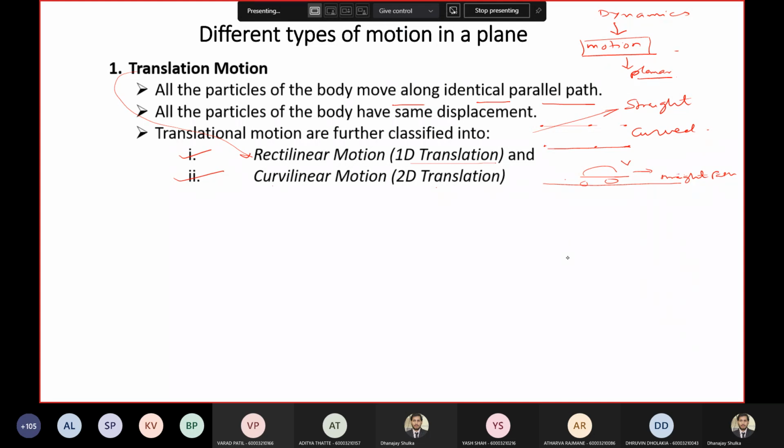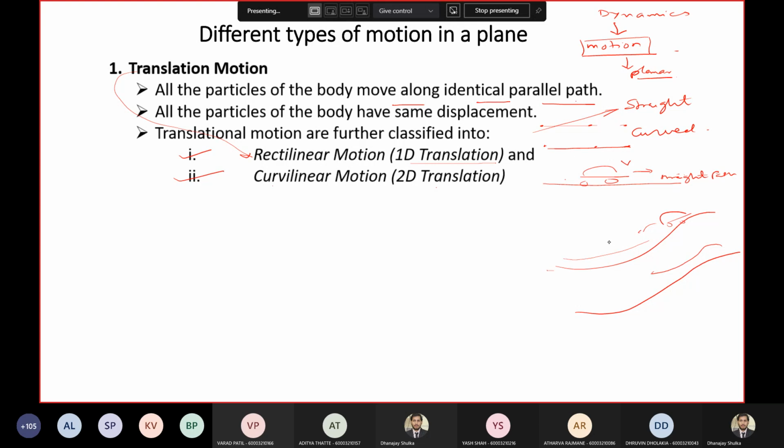Similarly, if the paths are curved, let's say like this, but always parallel to each other, let's say a car is moving on this curved path with a certain velocity. So this is a curved path. Can you see? The body is following a curved path. Again, it is a translational motion, because along this path it will always be parallel. So there will be an identical parallel path.